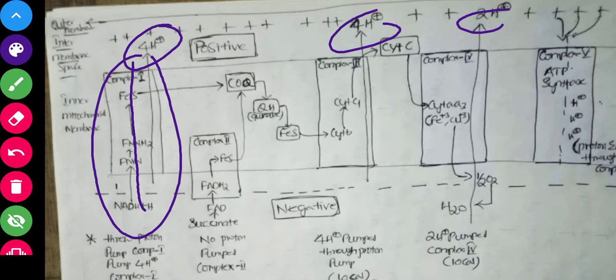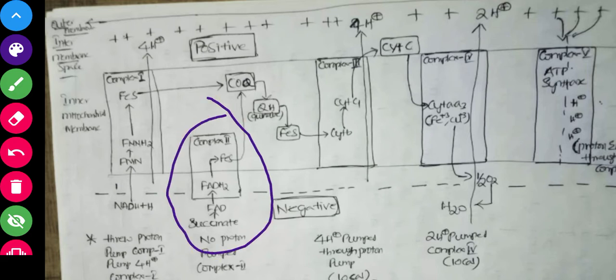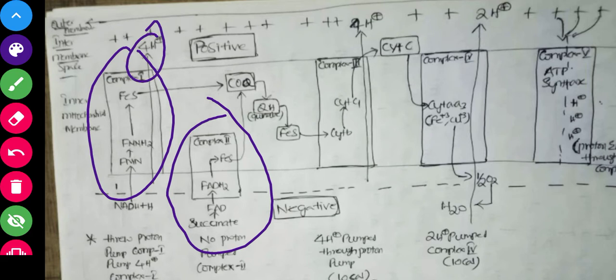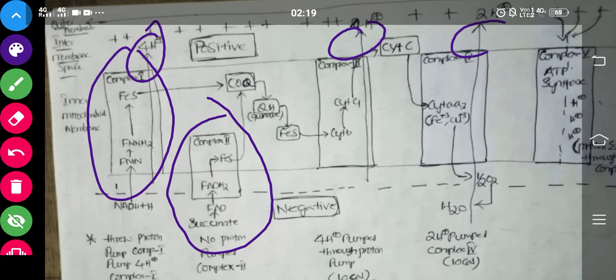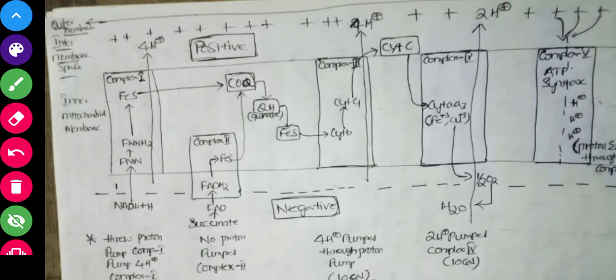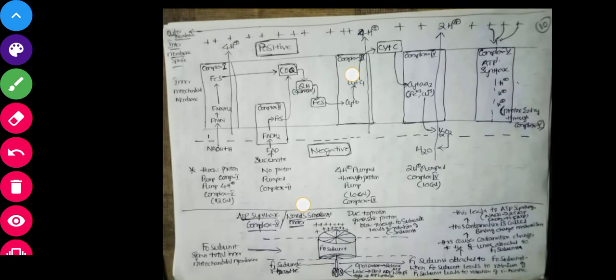So when we see complex 2, it is skipping complex 1. So it is missing 4 protons, and when it is missing 4 protons, 1 ATP is missing. So 1.5 ATP it will form. So it is 4 protons, 1 ATP and 2 protons, 0.5 ATP. So 1.5 ATP it will form. That is why NADH will form 2.5 ATP and FADH2 will form 1.5 ATP. Okay, this is the complex, right? Next slide.